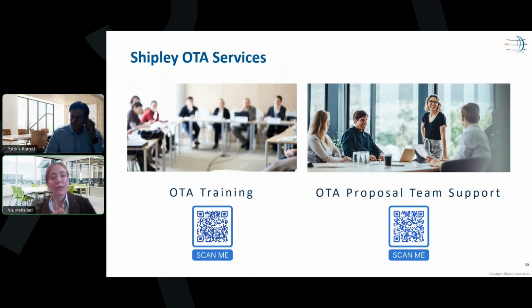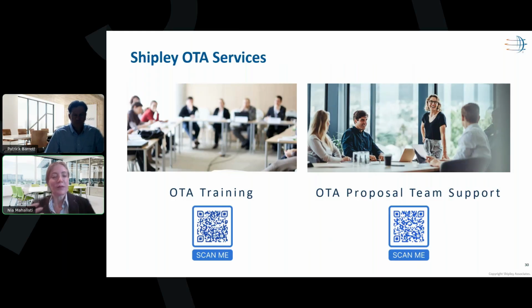For the OTA training, and Patrick touched on this, it's really important that your pricing people, your contracts people, your legal be in there and well versed, because the compliance requirements are a little bit different. And the negotiation factor is you have a little bit more discretion, so you can get an advantage there if you shape this properly with the team.